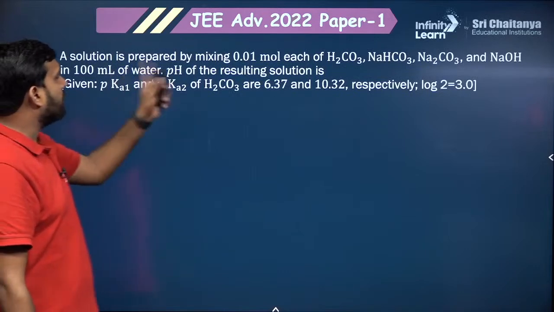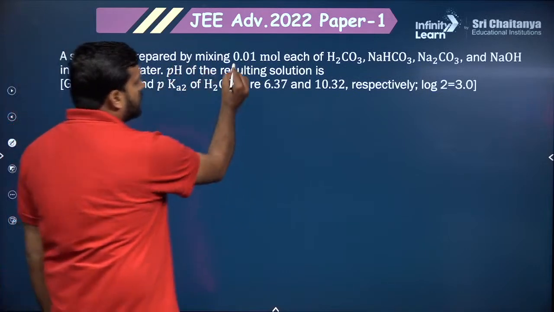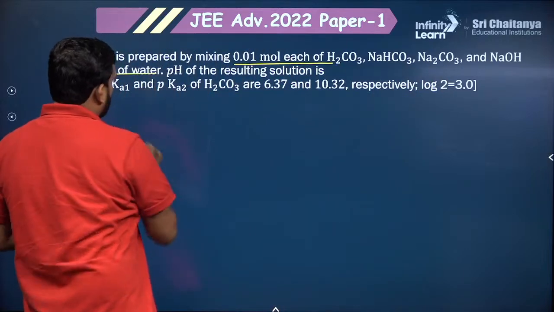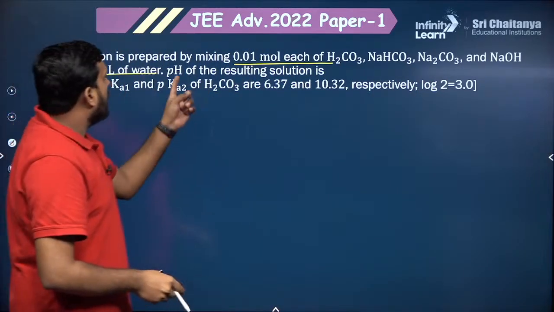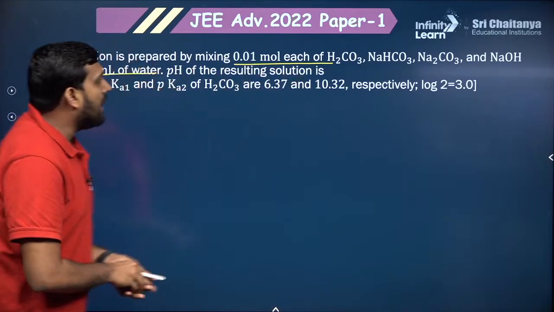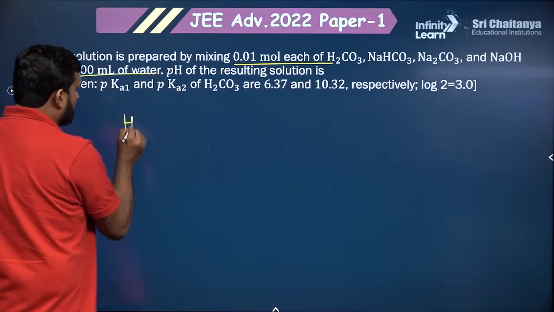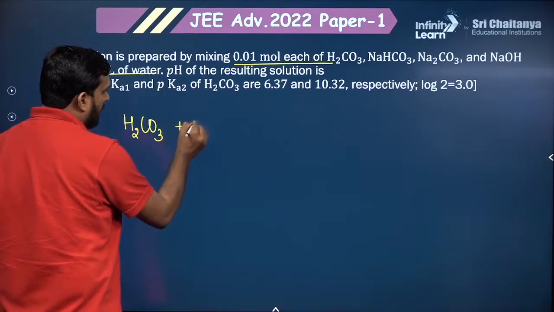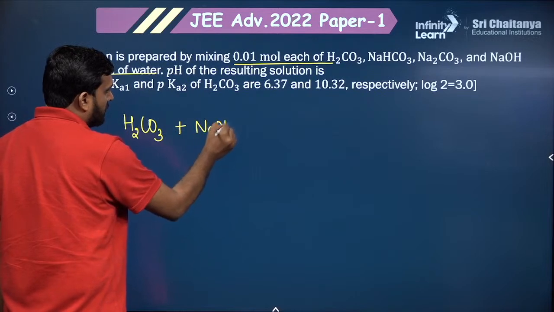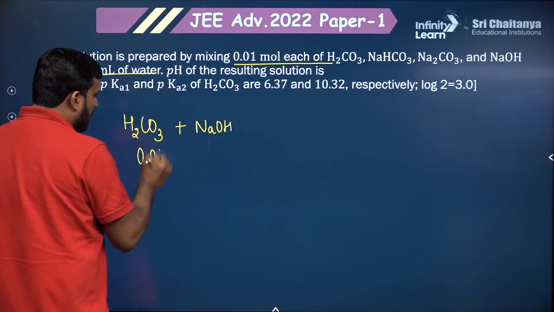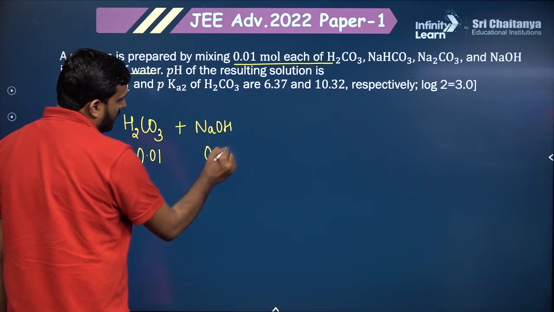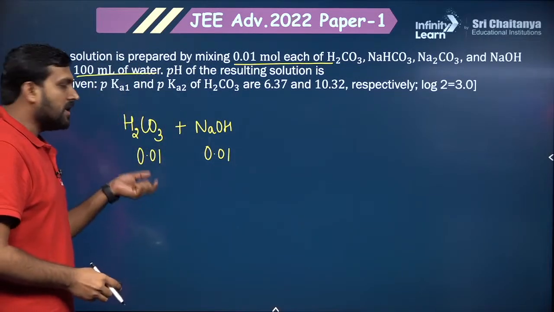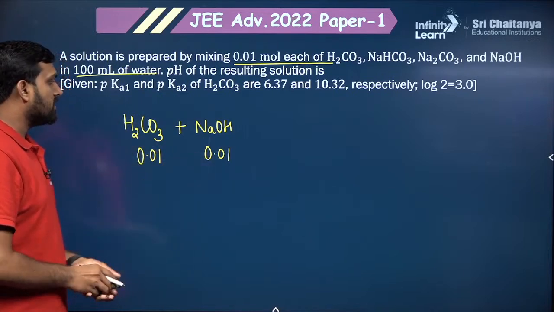A solution is prepared by mixing this many moles of each of these in 100 ml of water. So the solution volume remains the same. Find the pH of the resulting solution. So what will happen here basically, there is a weak acid H2CO3 and there is a base NaOH. So there will be a reaction between these two, where this is present in 0.01 mole and this is present in 0.01 mole, okay.